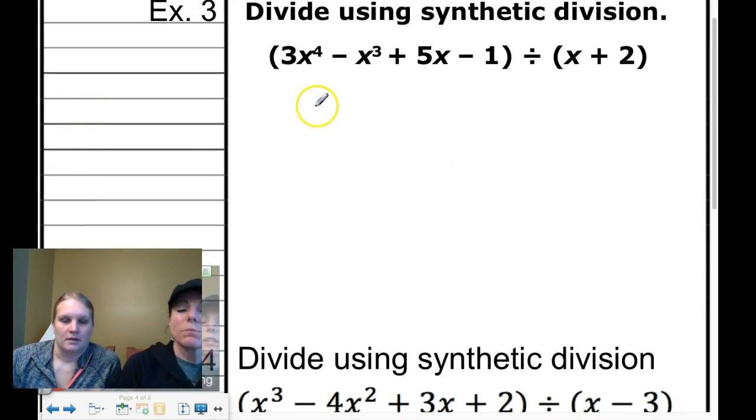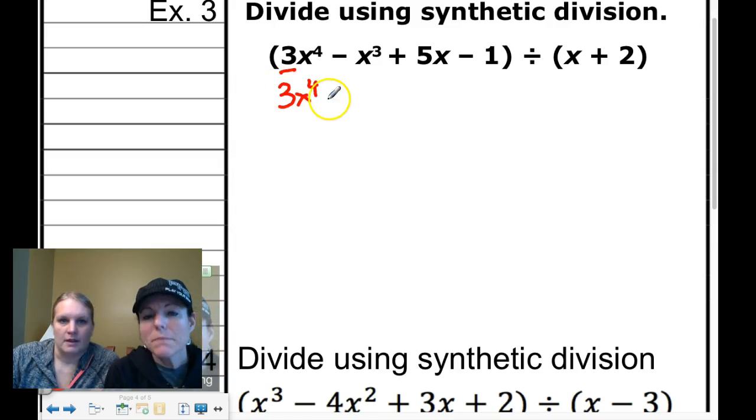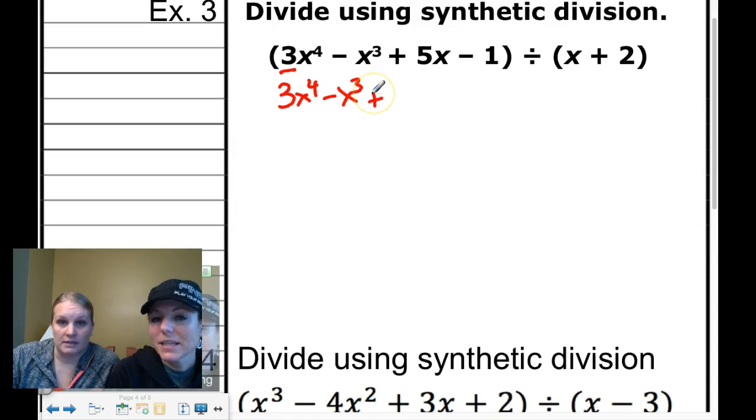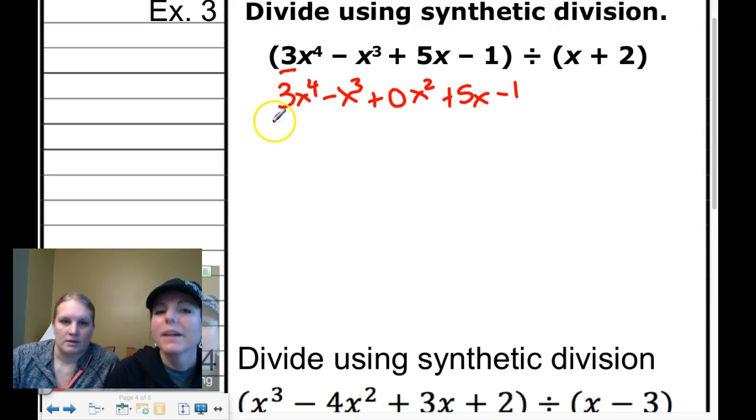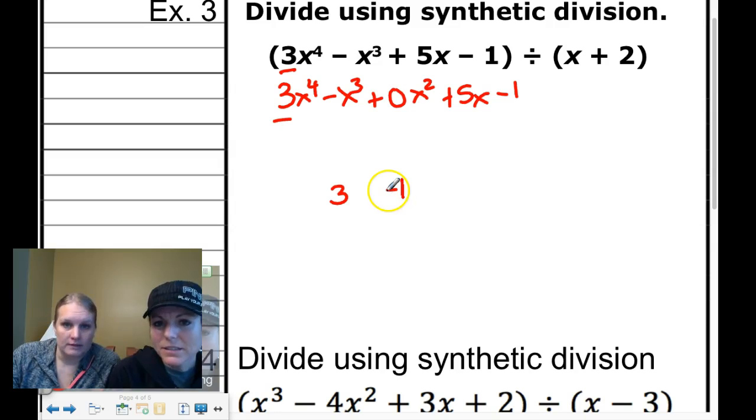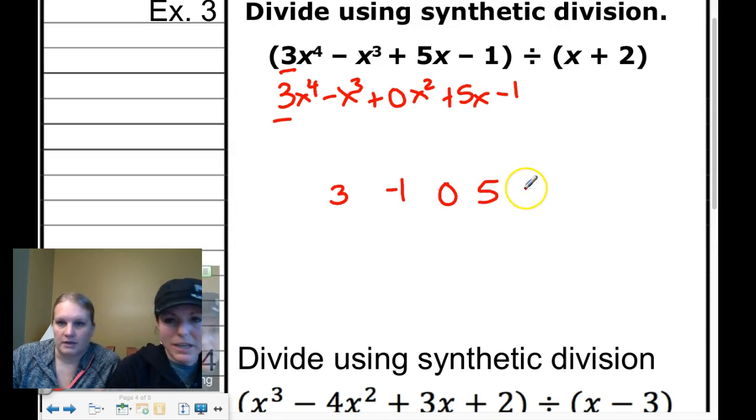Are you ready? Yep. Let's write it in standard form first. So 3x to the fourth minus x cubed, there's no x squared, plus 0x squared plus 5x minus 1. Now we're in standard form. So now we'll bring down the 3, we'll bring down the negative 1, we bring down the 0, bring down the 5, and we bring down the negative 1.